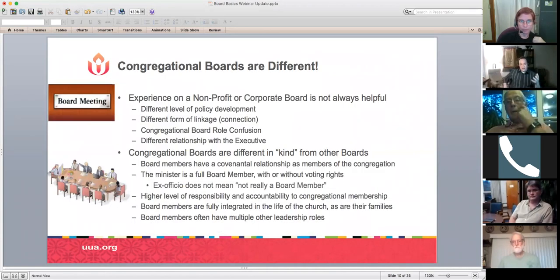There's a different level of policy development that is needed in congregational boards. We're going to spend a whole section on that a little bit later today. There is a different form of linkage, a different form of connection.